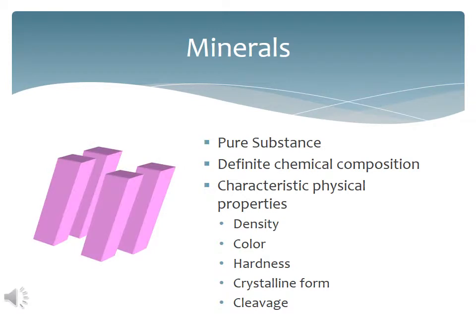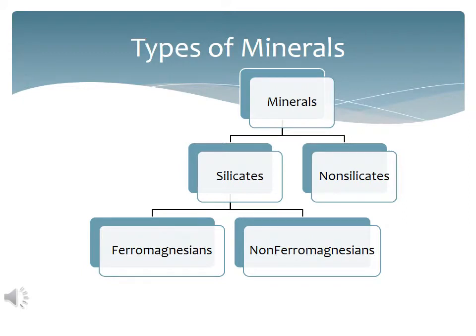A mineral is a natural chemical substance. As a substance, it has a definite chemical composition and physical properties that characterize it. We can subdivide the minerals into those that have silicon and those that don't.